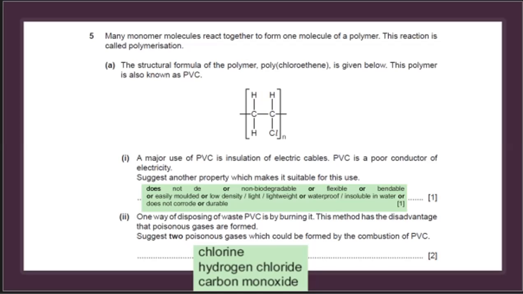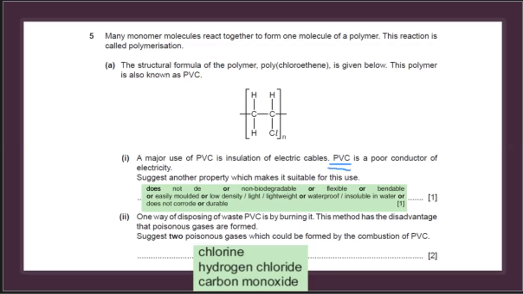It does not decompose very easily. It's non-biodegradable. It's very flexible. It can bend. It can be easily molded or shaped. It has a low density. It's light. It's lightweight. It's waterproof. It's insoluble in water. It does not corrode very easily. Any of those things would be correct, right? Because they're asking you what the properties of PVC are. So just think logically. That's the reason why they could use PVC to allow water to run through it, because it does not corrode very easily, which makes a lot of sense.